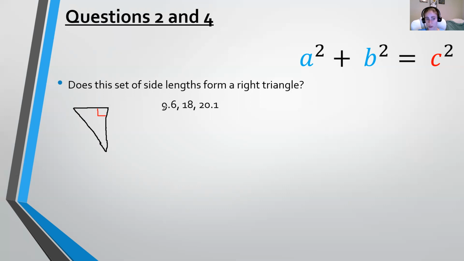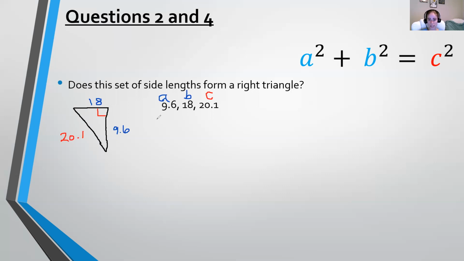Well, our hypotenuse is the longest side. So which number is the longest? Which number is the biggest? 20.1. That would be our C, our hypotenuse. So 20 1/10. And then the other two sides make up our legs. Doesn't matter which one you pick A and which one is B. I usually just go in order. So side A will be 9 6/10. And side B will be 18. All right, we've labeled our information.